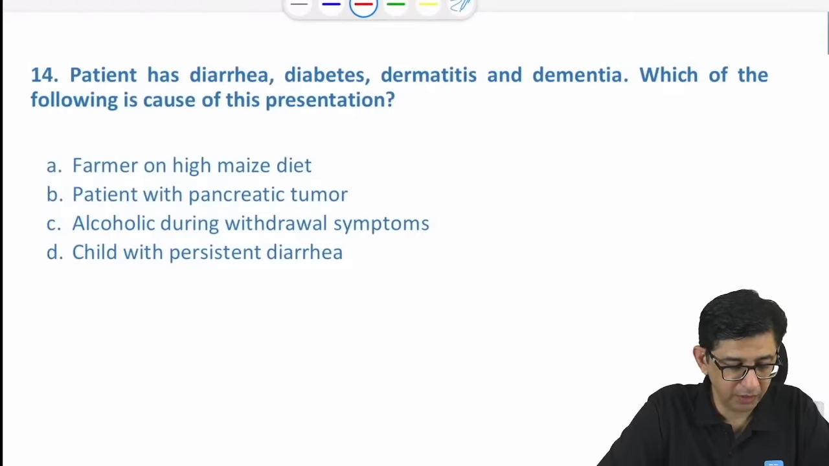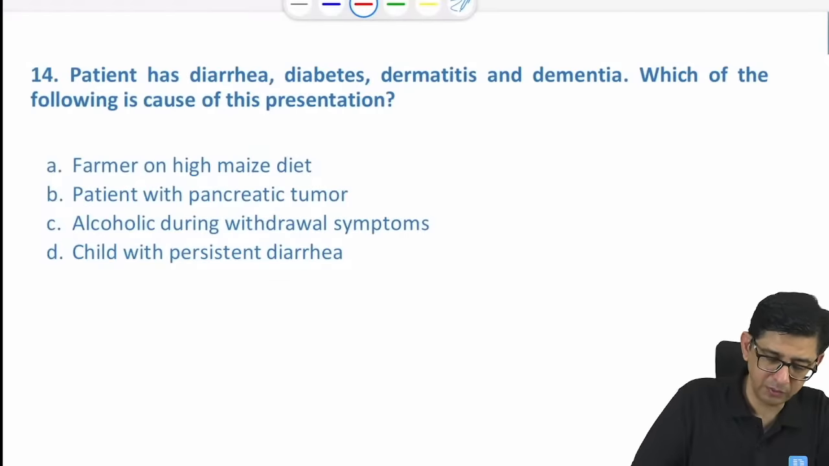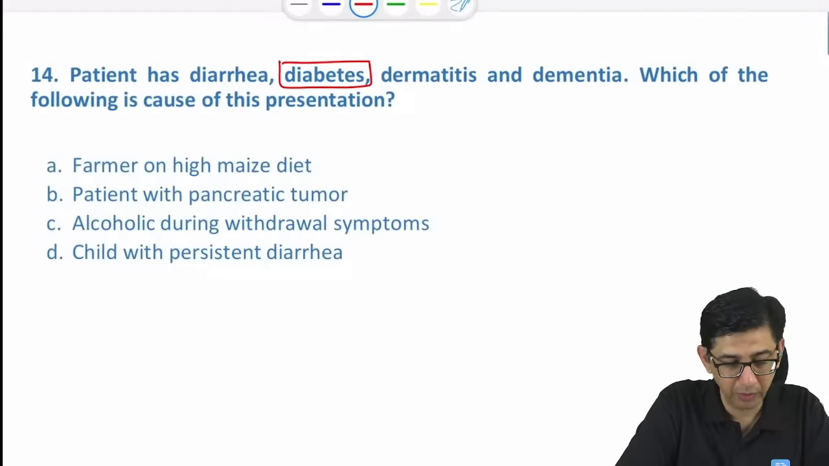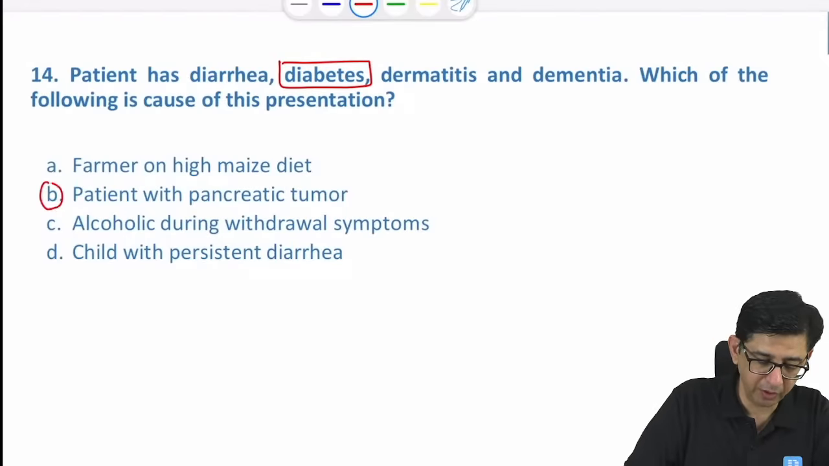Okay, so let's look at the answers quickly here. In this particular case, guys, it is not niacin deficiency because there is diabetes. These are the 4Ds that are present, and because of the 4Ds, diabetes is a feature that would be seen because this is a patient with a pancreatic endocrine tumor. This patient could be having, a query, glucagonoma.